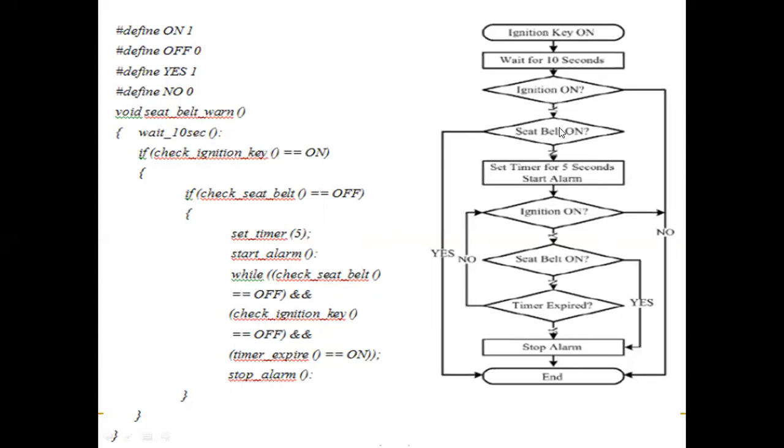If the seat belt is not fastened, it will set a timer for 5 seconds and start the alarm. After this, it will again check whether the ignition is on. If yes, it will again check whether the seat belt is on. If yes, it will stop the alarm and go to end. If no, it will recheck this process. This is what the sequential model is.